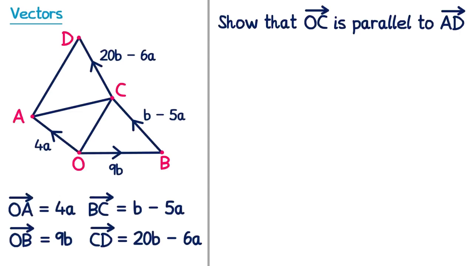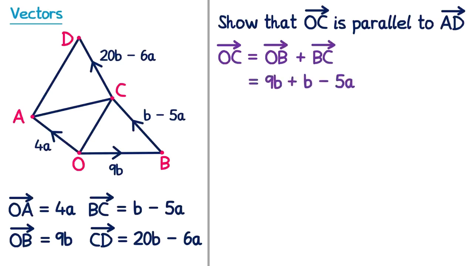So let's start with the vector from O to C. To get from O to C, we could go across from O to B first, so the vector OB, and then from B all the way across to C, so we add to this the vector BC. Now we know both of these, we can see them on the diagram. OB is 9b and BC is b minus 5a. If we simplify this, we've got 10b minus 5a. So OC was quite simple. But what about AD?